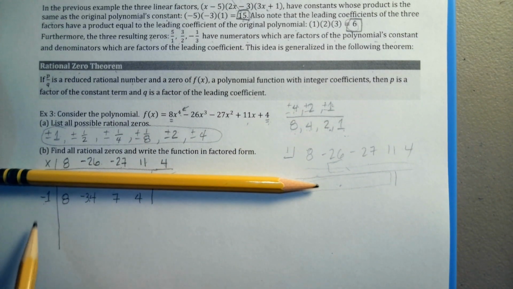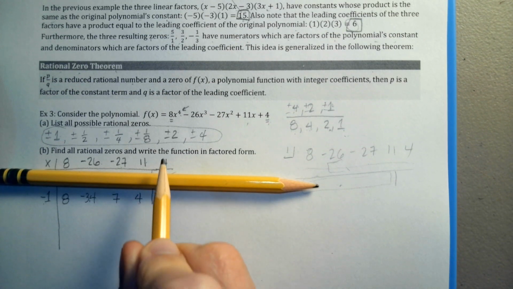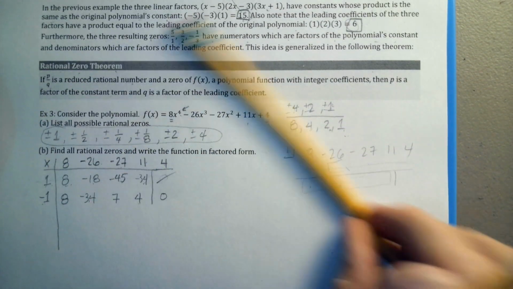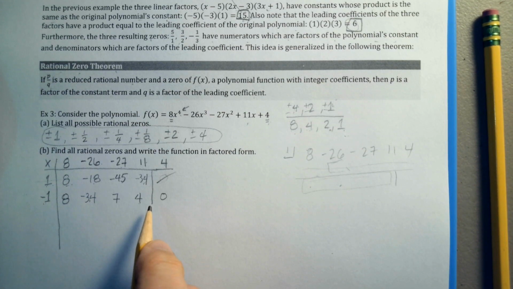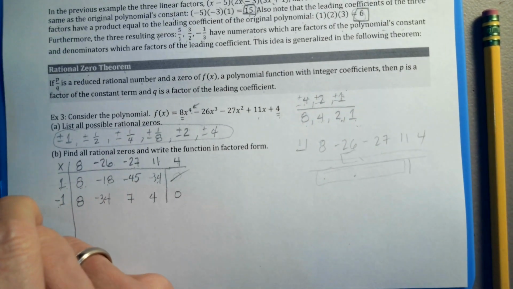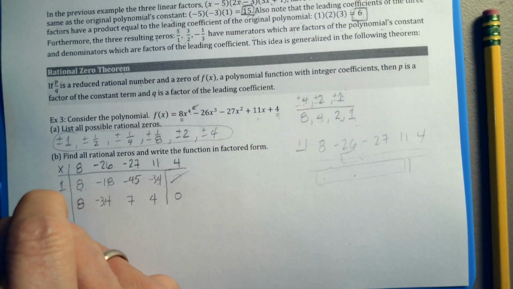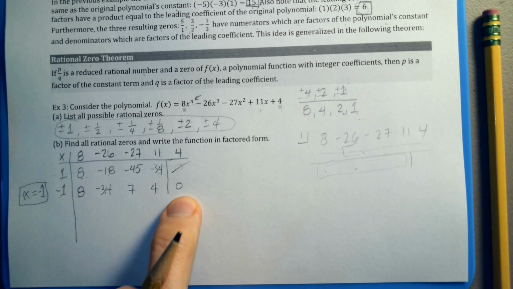And now this is looking good. Negative 1 times 4 is negative 4. Add that to 4, and that gives me a remainder of 0. All right, so we have found one of our zeros, right? So we know that x equals negative 1 is a 0 of the polynomial because it had a remainder of 0.